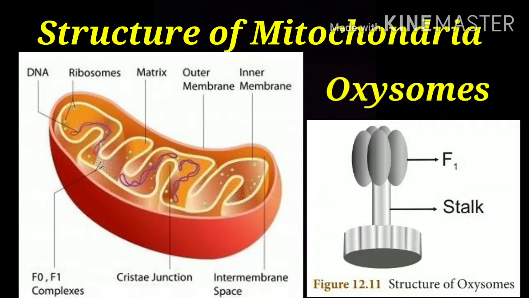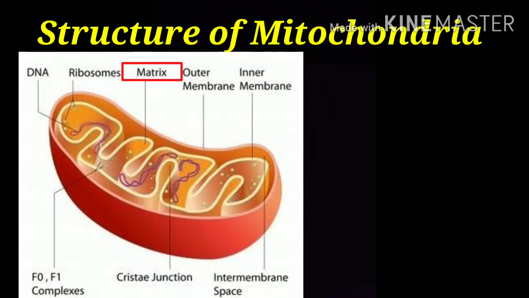Next, oxysomes. The inner mitochondrial membrane bears minute, regularly spaced, tennis racket-shaped particles known as oxysomes that are called F1 particles. They are involved in ATP synthesis. Mitochondrial matrix. It is a complex mixture of proteins and lipids. Matrix contains enzymes for Krebs cycle, mitochondrial ribosomes 70S, tRNAs and mitochondrial DNA.